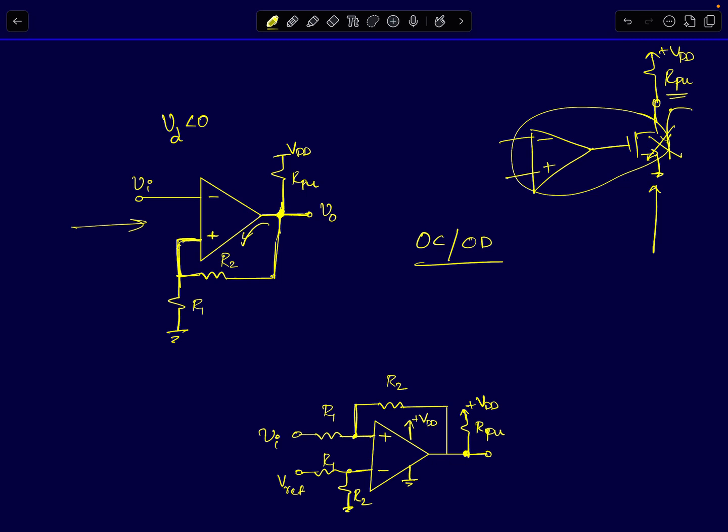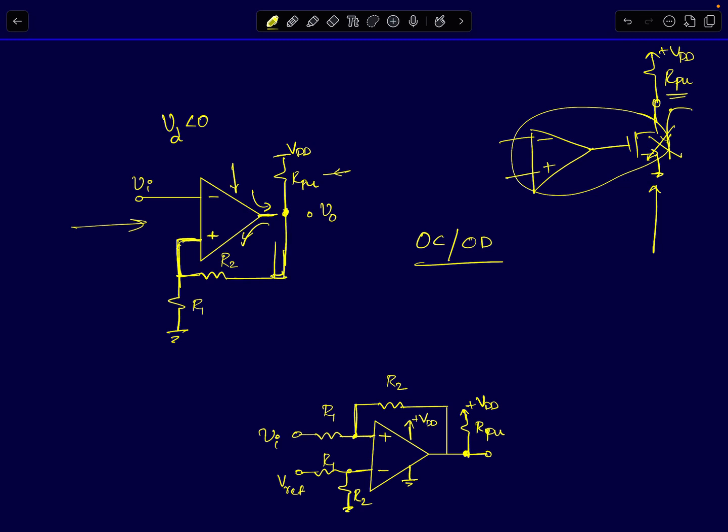That is the point where the comparator's output is open. If your comparator's output is open, this node is floating here. The comparator as a whole, the comparator IC, will have no impact on its output. The output has to be charged through an external resistor called the pull-up resistor, RPU.